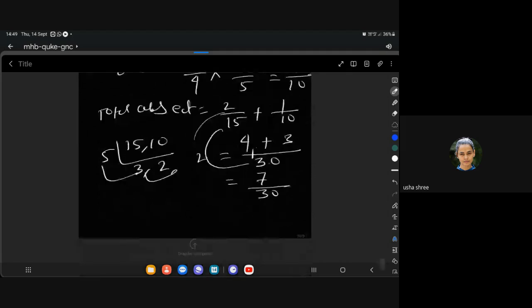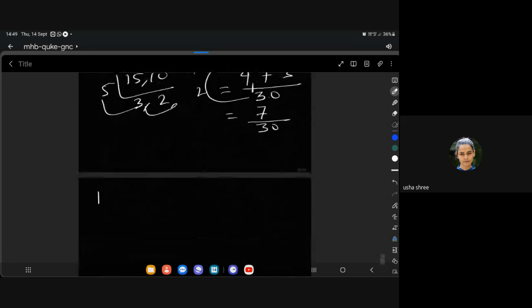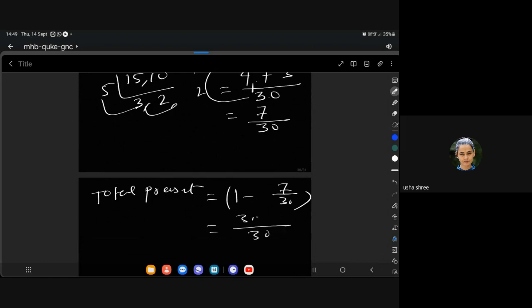Now present, total present. How much? 1 minus 7 by 30. So see, 30 minus 7 will give you 23 by 30. So this will be the answer. It is in fraction, already represented as the part of the total number.